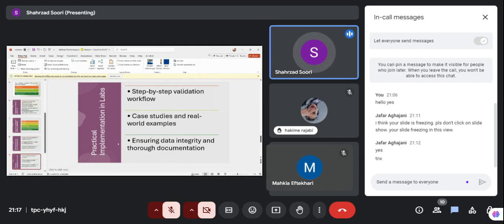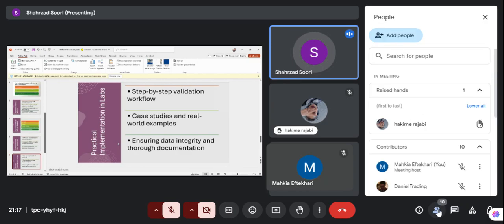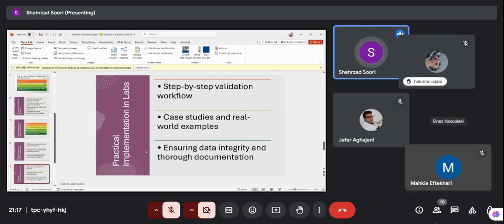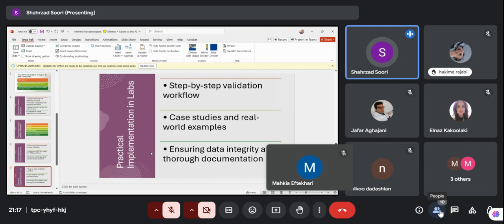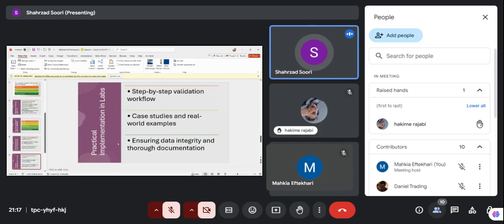Unvalidated methods can lead to misdiagnosis or harmful drugs reaching the market, putting lives at risk. And the fourth one is reproducibility. A validated method ensures that any lab replicating your process achieves the same reliable results.